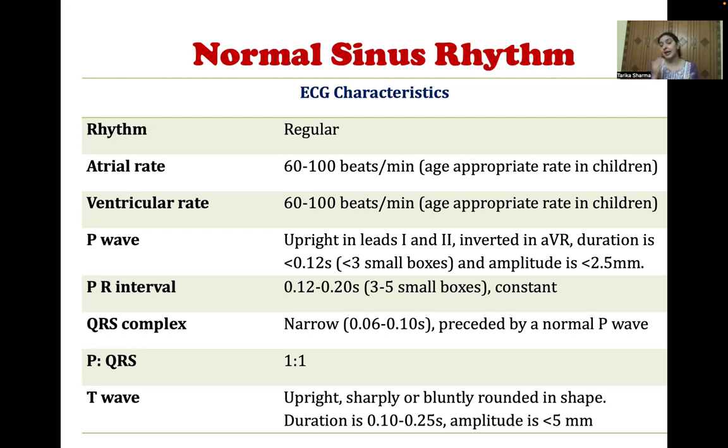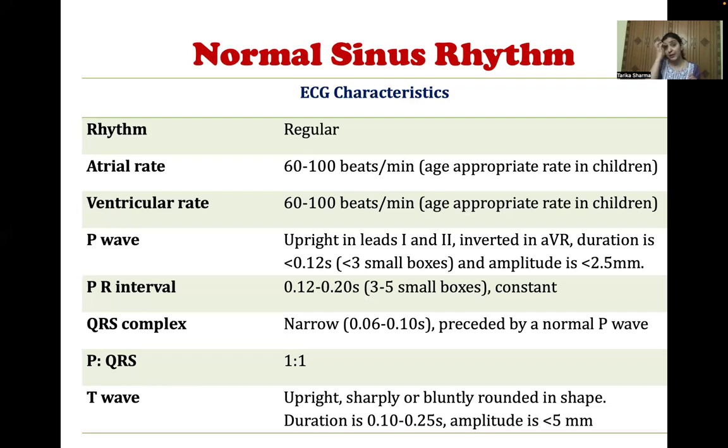And in AVR, like in the last video also, I had covered about the Chamberlain's rule of normal ECG, where I had mentioned about this step, this one of the rule that your P wave, what is it in the AVR lead? It is inverted in that, and duration of P wave is less than 0.12 seconds. So less than 3 small boxes, your P wave should be covered, and its amplitude should be less than 2.5 millimeter. When we talk about the PR interval, what will its duration be? 0.12 to 0.20 seconds, or we can say that 3 to 5 small boxes. If it is more than that or less than that, it is abnormal.